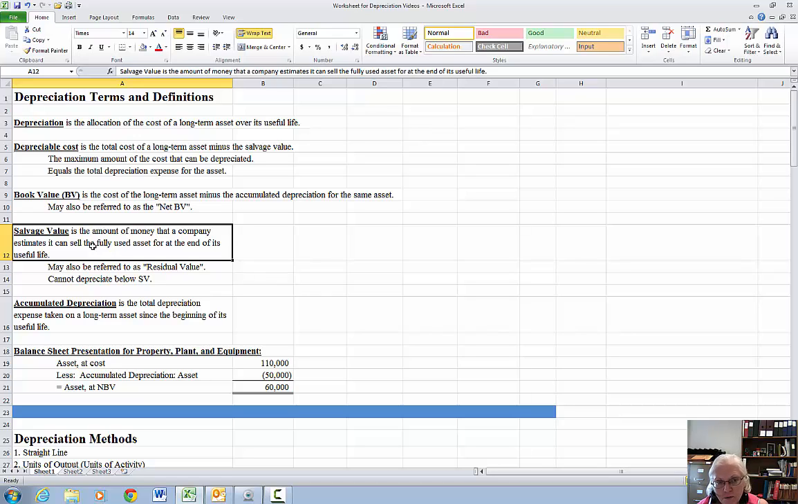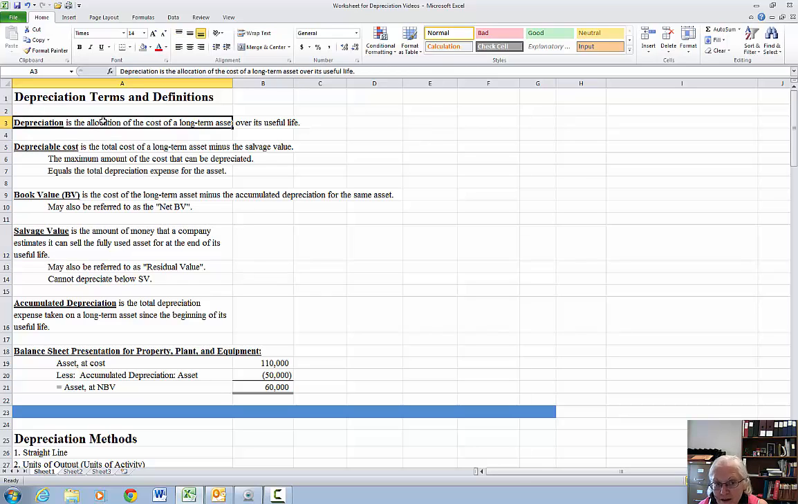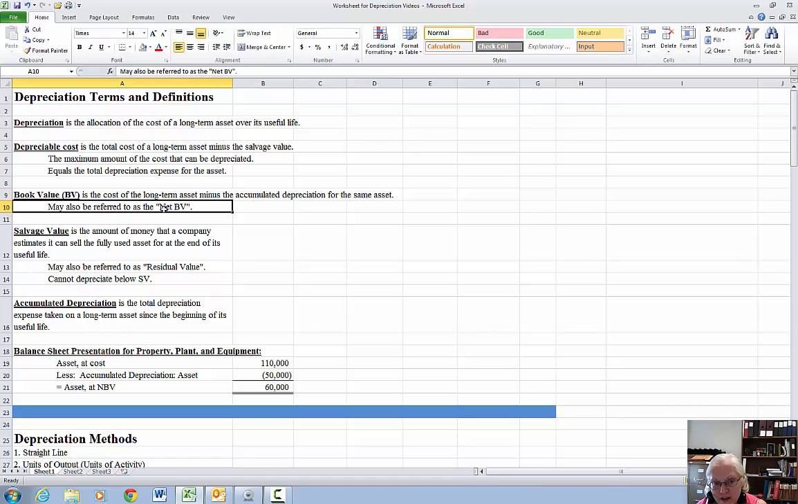Okay, so once you have determined the depreciable cost, you've allocated some of the cost to expense, now you're ready to determine what the book value is. The book value is the cost of the asset minus accumulated depreciation for that same asset. So book value may also be referred to as net book value.